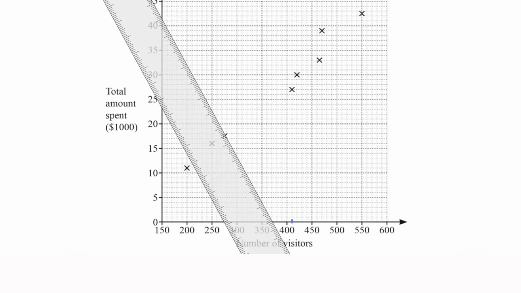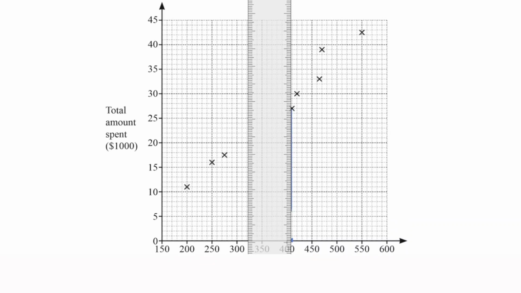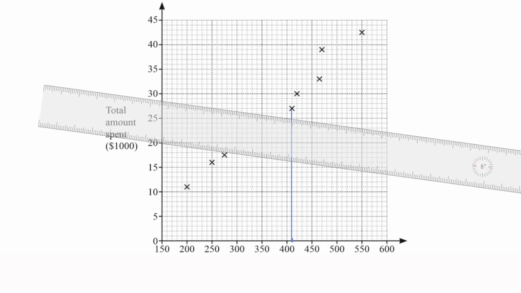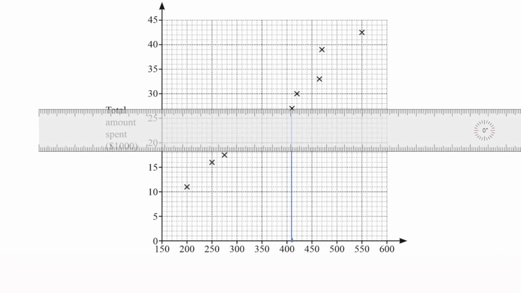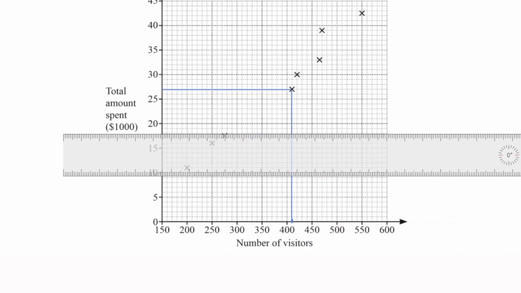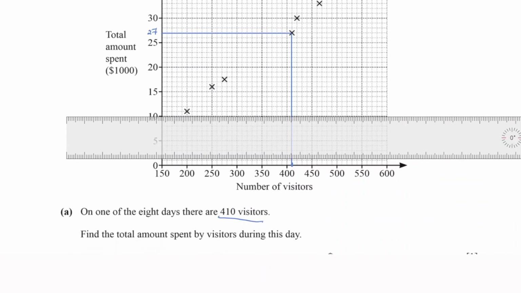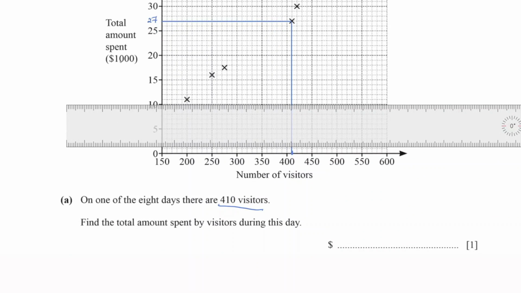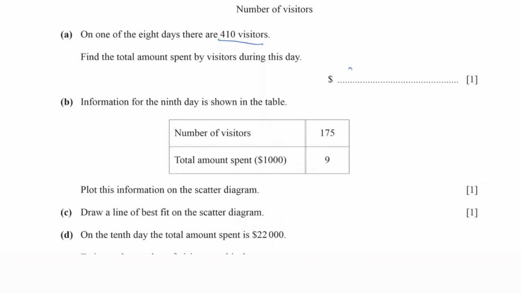So let us first draw that. 410 will be somewhere here. We have to draw till that point. Then let's see how much amount they spent. Over on the left side y-axis, each box represents 1 unit, so this is 26 and this should be equal to 27. The amount spent is calculated in thousands of dollars, so 27 represents $27,000.